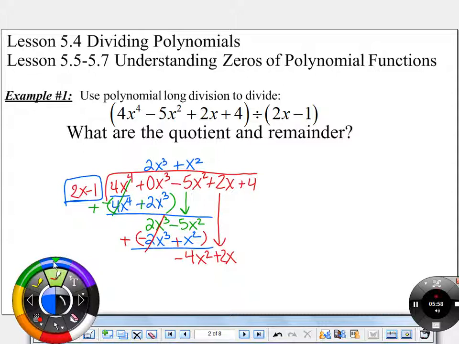Okay? 2x. Minus or plus? Okay, so we're going to go with minus 2x because remember what we want is when we multiply that minus 2x times this 2x, we want to get exactly what we have right here because the subtraction process later is going to cause it all to cancel out.